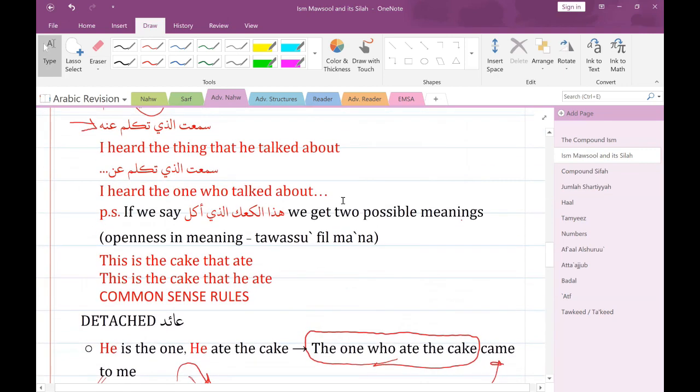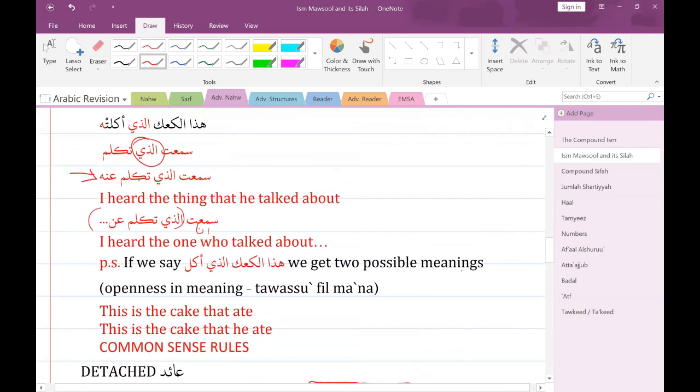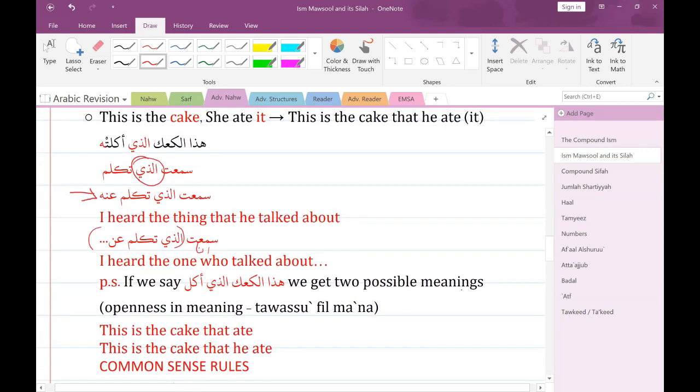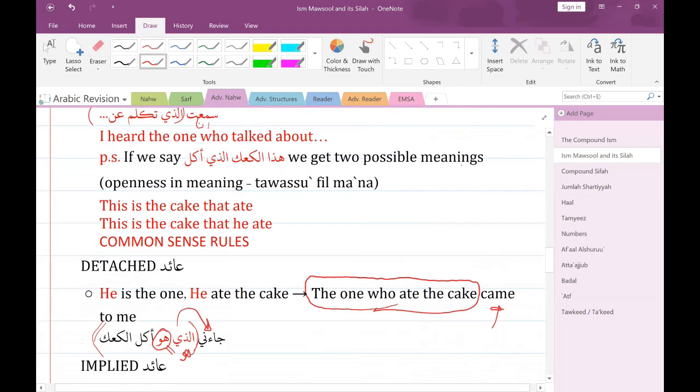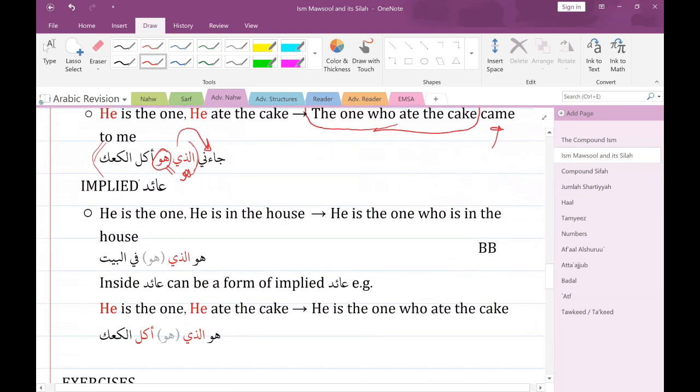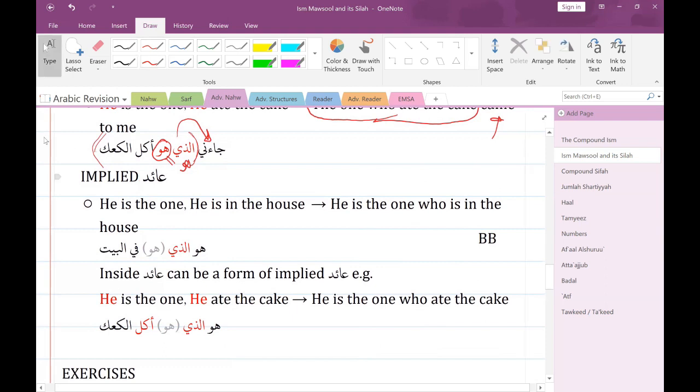So it could be a number of things. Yeah. Same thing with this sami'atu. So this would be ana, the fa'il would be ana, and this would be the maf'ul bihi. Who did I hear? Alladhi takallama, the one who spoke, or the thing that he spoke about. So it depends, the roles of it vary in that case.